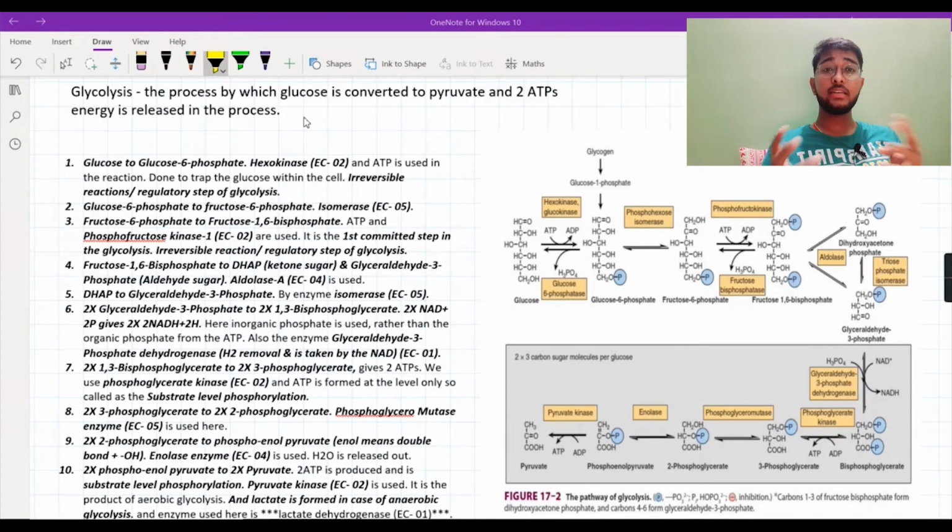So what exactly is glycolysis? Glycolysis is the process by which glucose is taken up by the cell, metabolized and converted to pyruvate, and in the making of pyruvate we get net ATP and NADH also in the reactions. So let's look at the screen and note down the various steps of glycolysis.